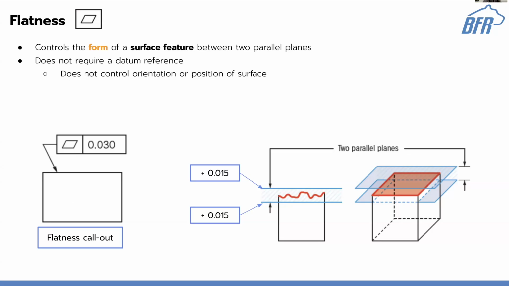So if I say 30 thou tolerance on my flatness callout, it'll go up 15 thou and down 15 thou from your nominal space. And you can see, if you really zoomed in on a surface to the particle scale, it looks really rough, right? But this is still flat as long as all its points are sitting within that good zone.